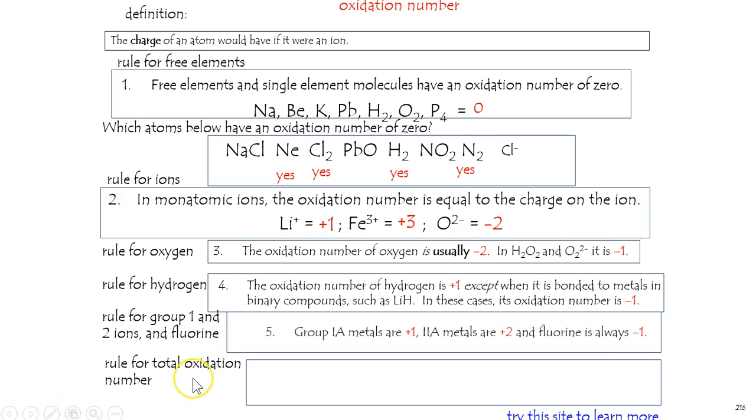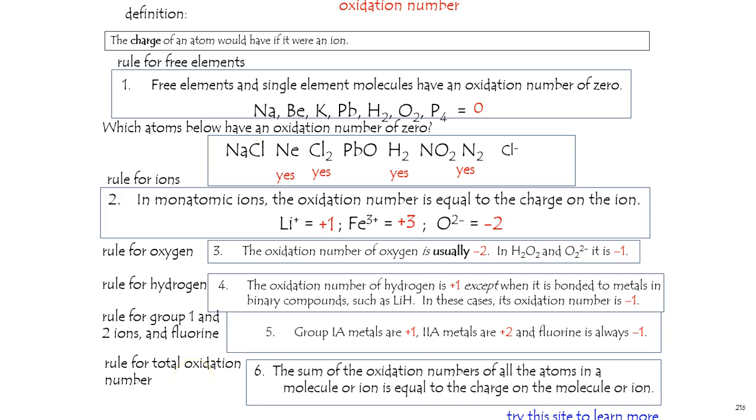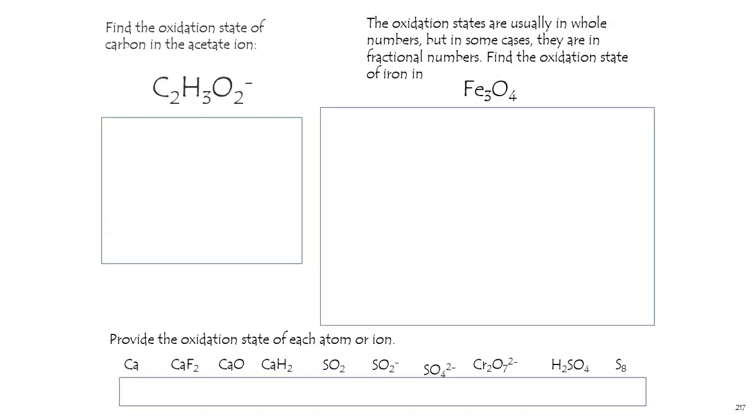And don't forget that the total oxidation number, when you're working the whole thing out, has to equal the charge on that substance. When we do examples, that'll be pretty clear. But if you have the carbonate dianion, CO3 2-, when you add things up, you better get -2. Let's go ahead and do some examples.